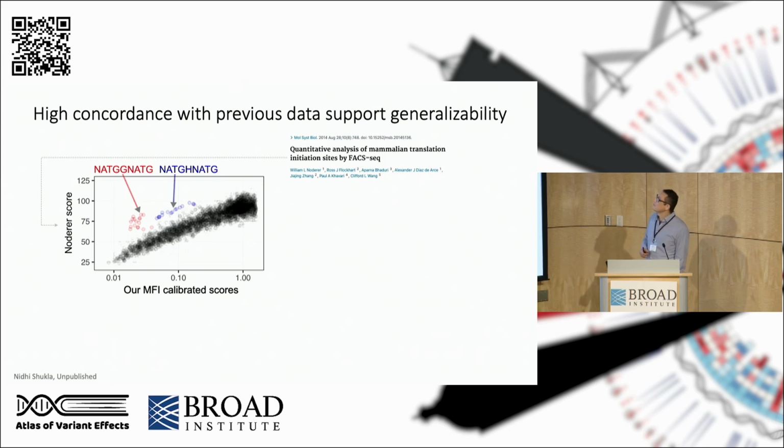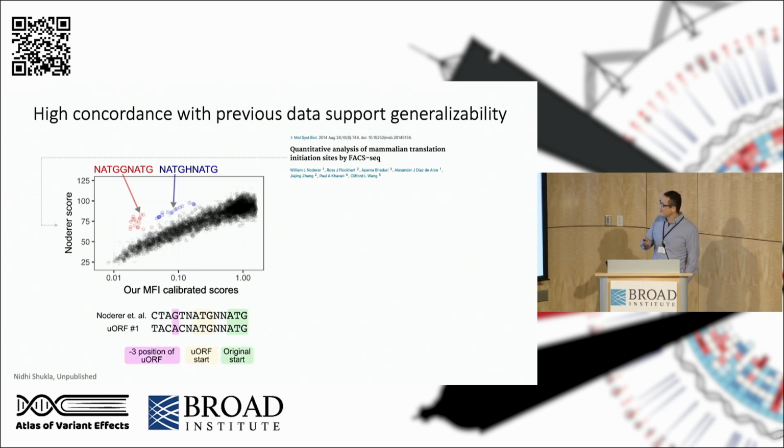There's a nice paper from 2014, Noderer et al., published in Molecular Systems Biology, where they do something very similar, albeit they leave everything at arbitrary numbers, which I found very frustrating when trying to create my own experiments. But again, it's a very nice, comparable data set that we can compare ours with. And we see a very nice correlation with a handful of exceptions. But those exceptions make sense.